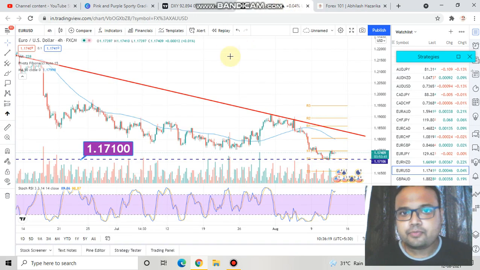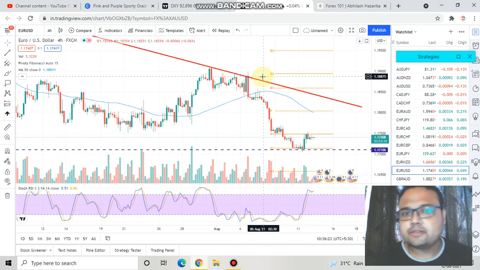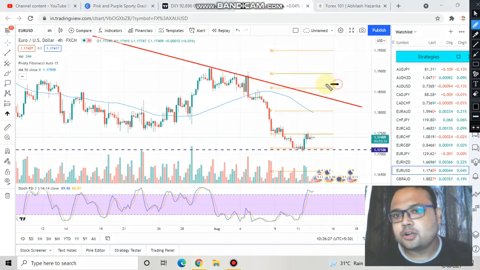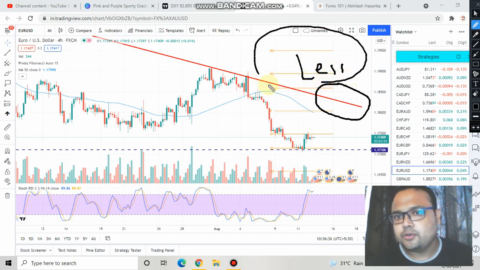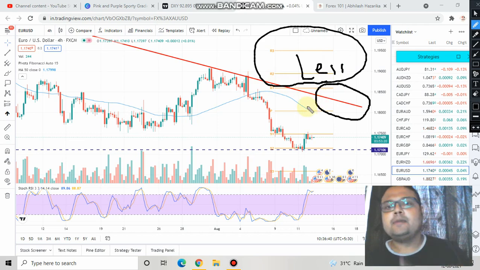Anyways, what should be our strategy for Euro USD right now? So the first strategy, looking at the chart here, is simple: short the market at this particular resistance. But the chances of Euro USD hitting this resistance are very less. So if you get the chance in future, then you can short the market. Just keep in mind, draw this line and wait for the market.